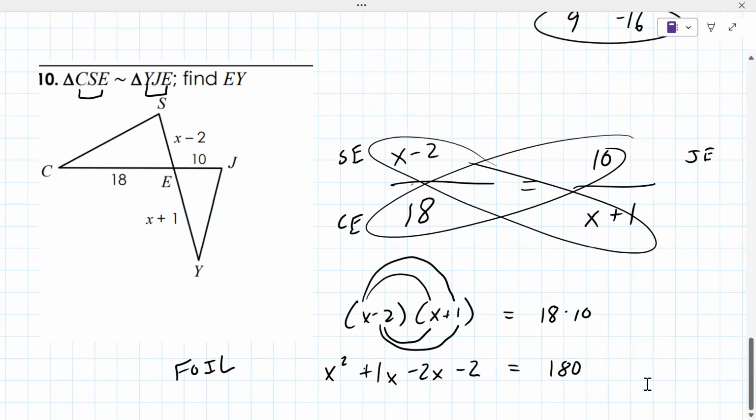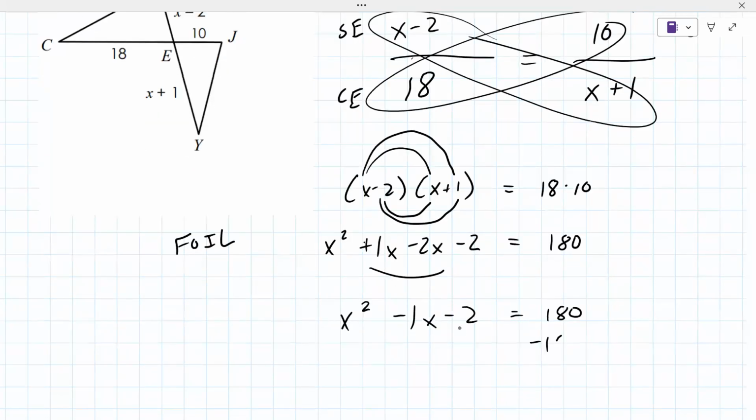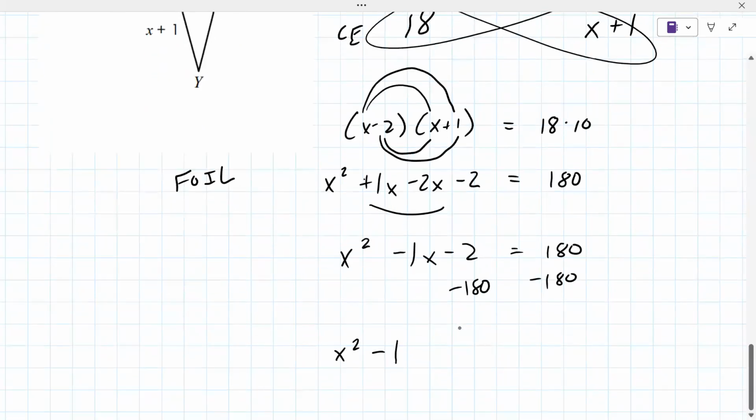Okay, so you can combine like terms. 1x minus 2x. What does that become? Negative 1x. Okay, good. Minus 2 equals 180. So you can subtract 180 from both sides. And you get x squared minus 1x minus 182 equals 0. Is that okay up to that point?